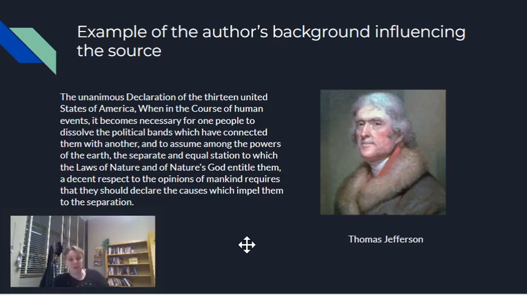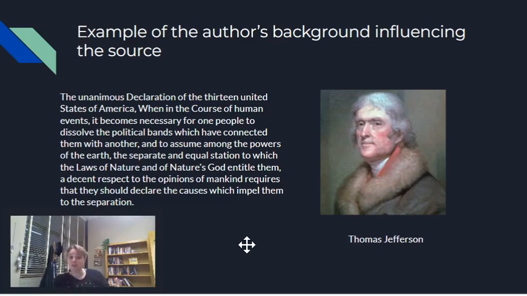He loves the Enlightenment. Moreover, Thomas Jefferson is a radical. He's living in Virginia at a moment where most Virginians don't want to leave Great Britain. Thomas Jefferson writes this, and most Virginians are like, dude, what are you talking about? Like, we're not unanimous in this. He's a radical.